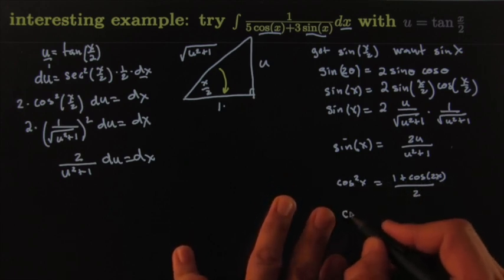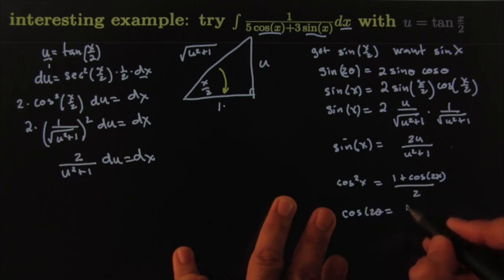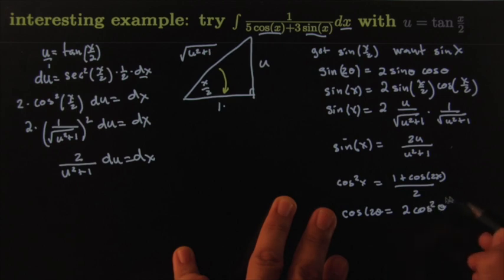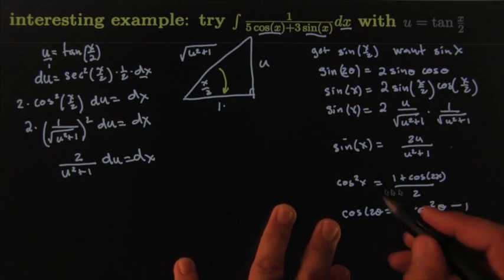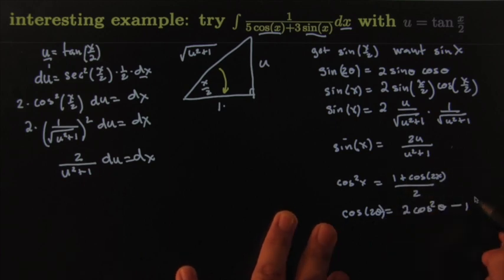It also means that cosine 2 theta is equal to 2 cosine square theta minus 1. This is another famous one. It's a different version of that one. Either one of these would work. Let's go with this one.